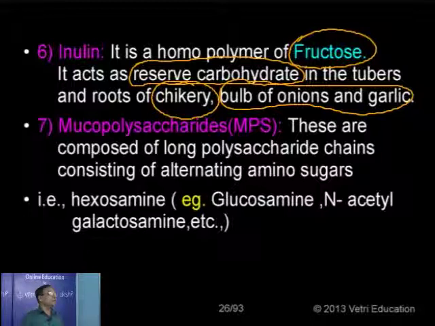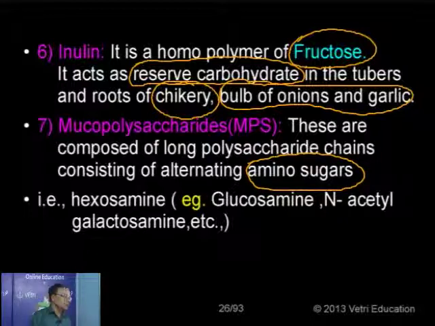Then the most important one also, from the examination point of view: mucopolysaccharides, MPS. It is a heteropolymer, unlike starch, cellulose, glycogen or inulin, which are formed of similar units, hence homopolymers. But the mucopolysaccharide is a heteropolymer because it is formed of a long chain of polysaccharides consisting of alternating amino sugars. It is formed of sugars along with amino sugars. That is why it is called heteropolymer.